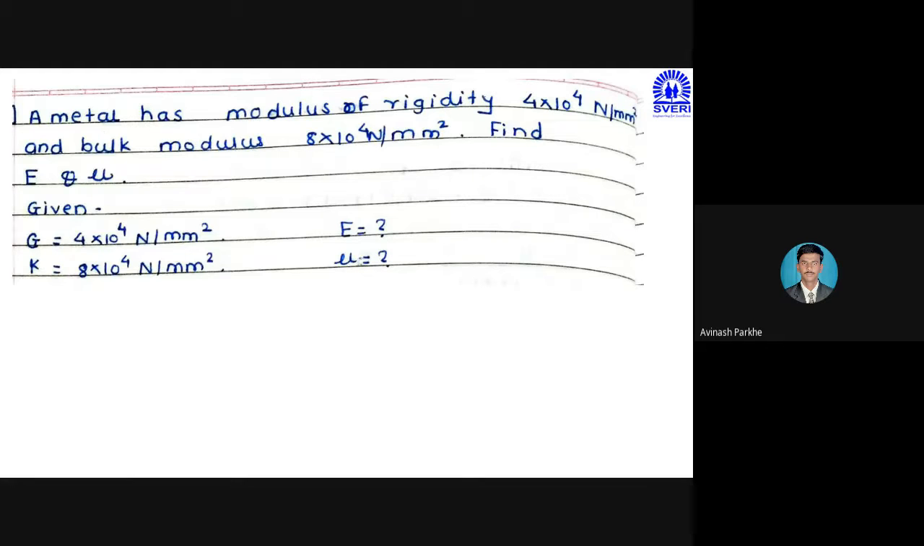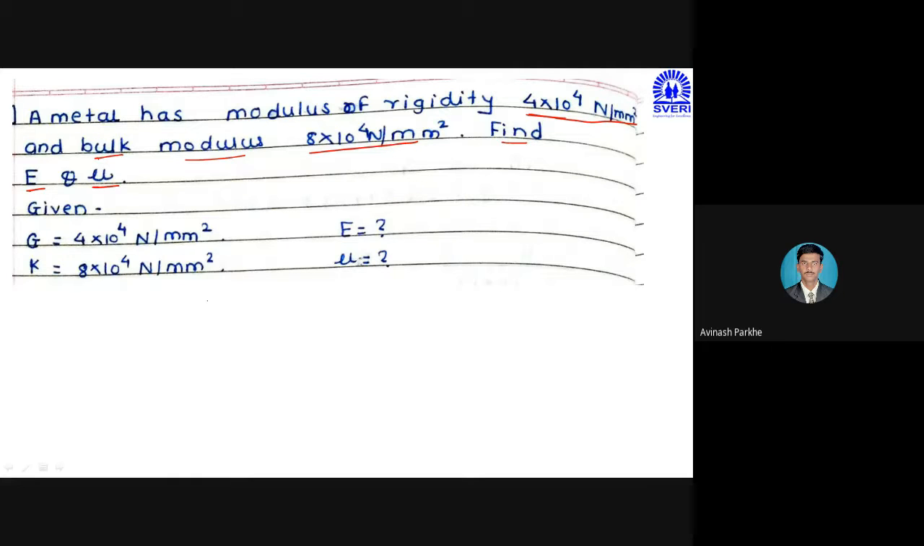A metal has modulus of rigidity 4 into 10 raised to 4 Newton per mm square, and bulk modulus K is equal to 8 into 10 raised to 4 Newton per mm square. Modulus of rigidity means capital G, and bulk modulus means K. Find E and mu. We have to calculate Young's modulus E and Poisson's ratio mu.